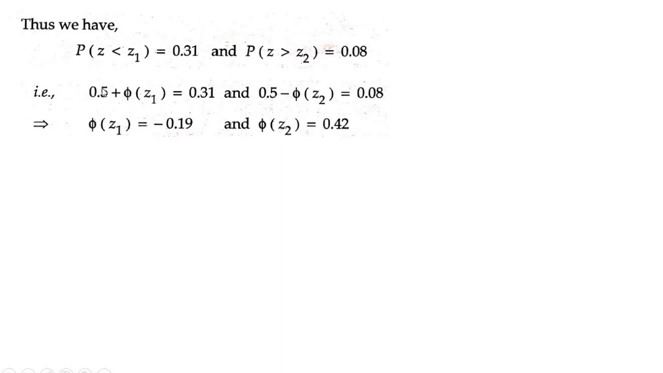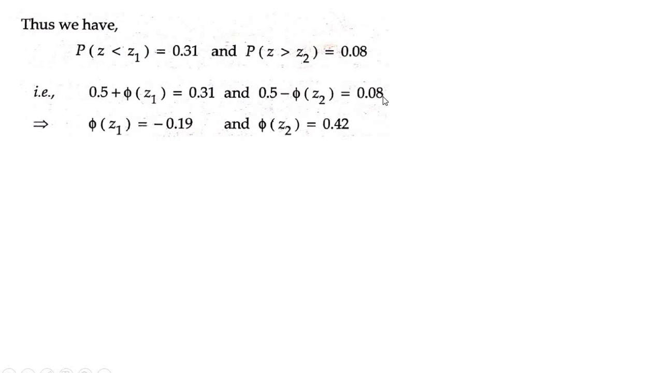So phi of z1 is equal to, take the plus 0.5 to the other side, that will be minus 0.5. So phi of z1 is equal to 0.31 minus the 0.5. So 0.31 minus 0.5 is minus 0.01. Similarly, P of z greater than z2 means it is equal to 0.5 minus phi of z2.